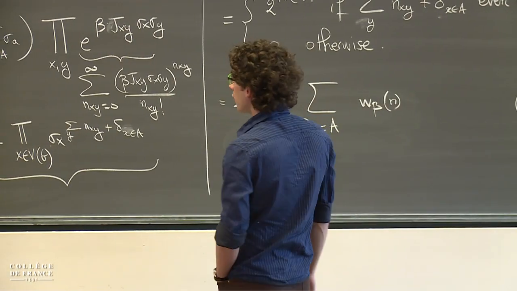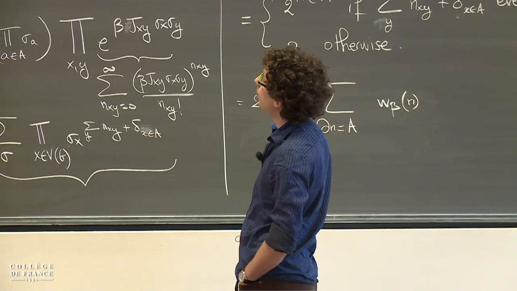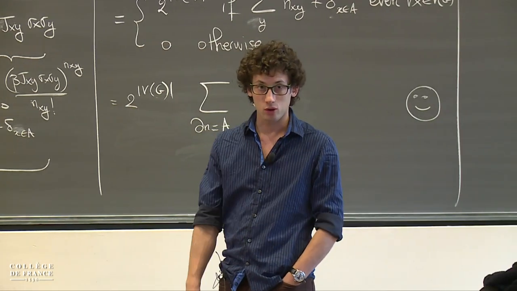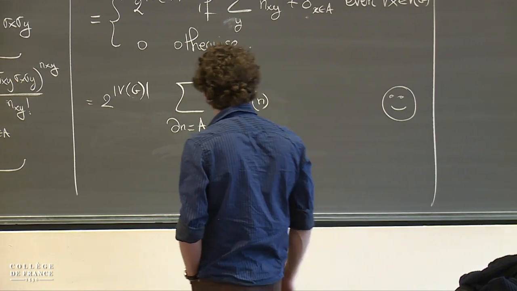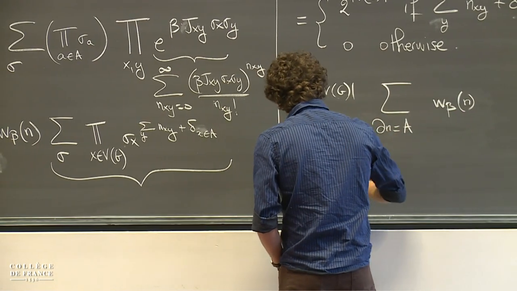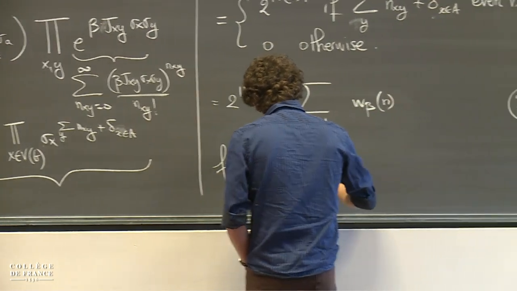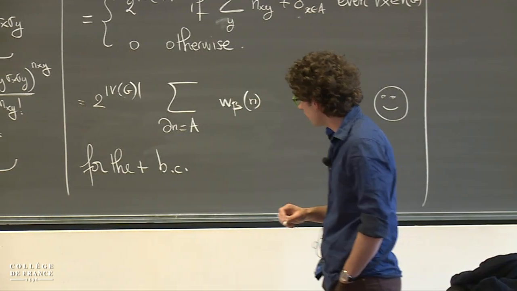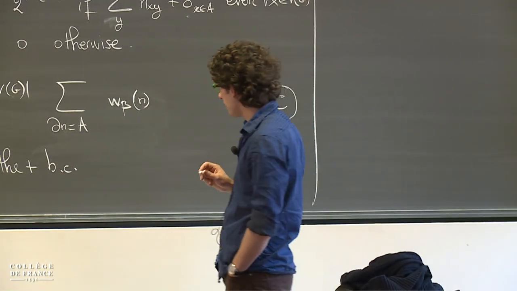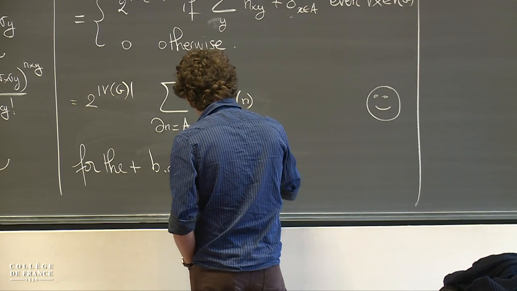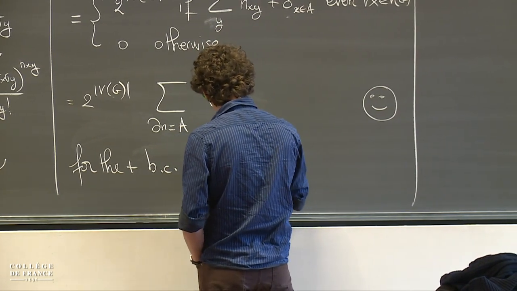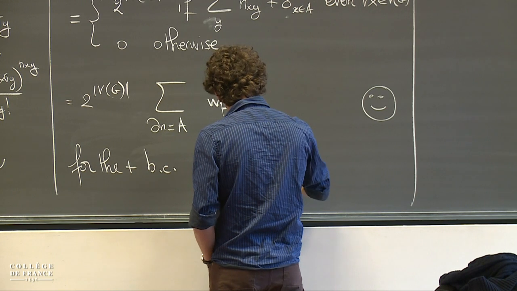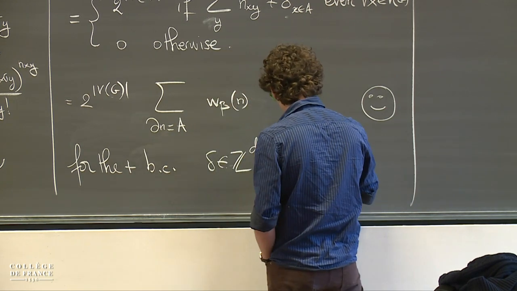So this is for the free boundary conditions. What happens for the plus boundary conditions? Because we are going to work also with the plus boundary condition. So for the plus boundary condition, it's not going to be more difficult. It's just going to be a little bit different. What we are going to do is we are going to add a vertex delta, which is not in ZD. And we are going to call it the ghost vertex.